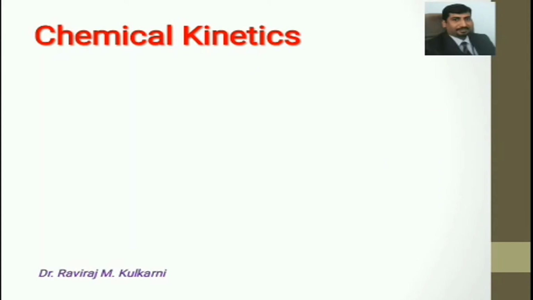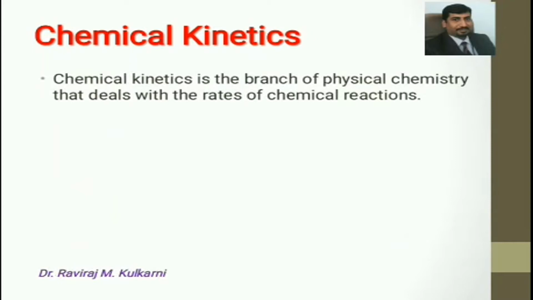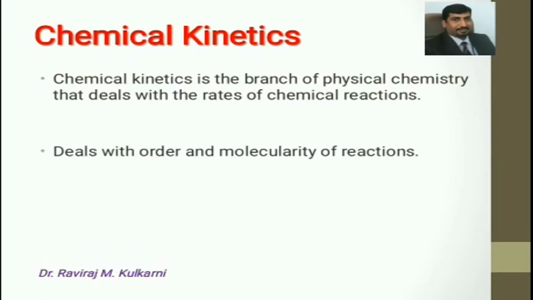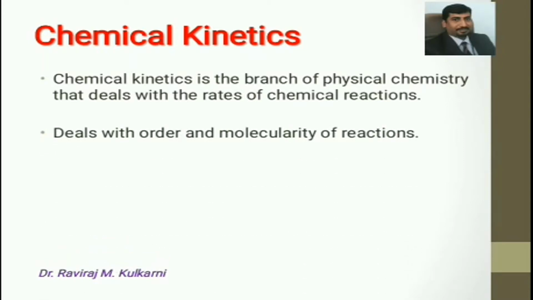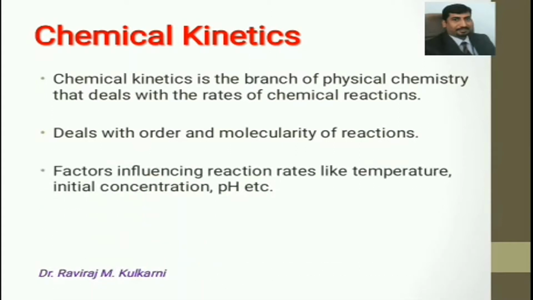Okay, let's go to the first slide. Chemical kinetics. What is chemical kinetics? Chemical kinetics is the branch of physical chemistry that deals with the rates of chemical reactions. It also deals with order and molecularity of reactions, and factors influencing reaction rates like temperature, initial concentration, pH, etc.